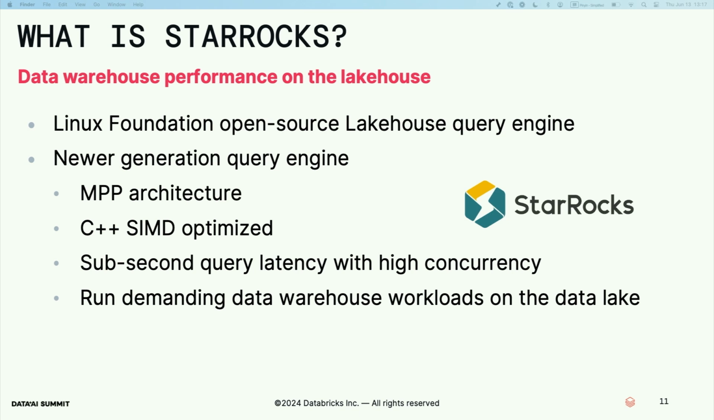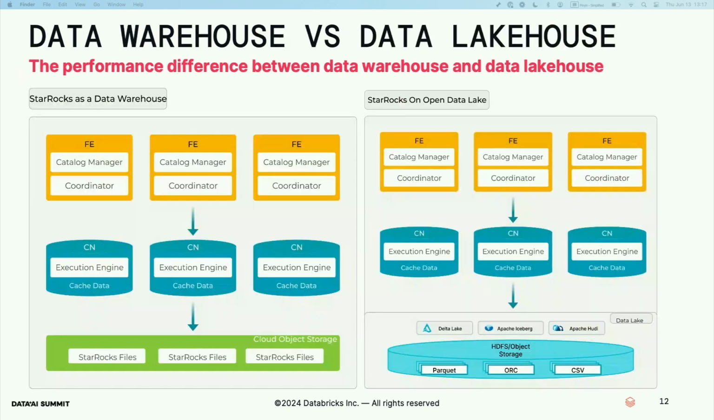It is a query engine that has MPP architecture, C++ SIMD optimized. It's able to run data warehouse-like performance on the lakehouse, right? The reason why we picked StarRocks is that we want to do the comparison. StarRocks has two modes of deployment. One is as a data warehouse. It has its own storage engine, own table format, own file format. You can ingest into it and get sub 10-second data freshness on mutable data on its columnar storage. And that's great, right? As a data warehouse.